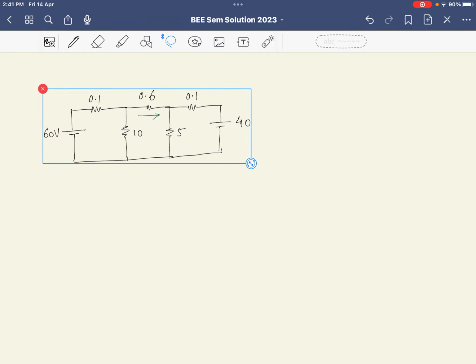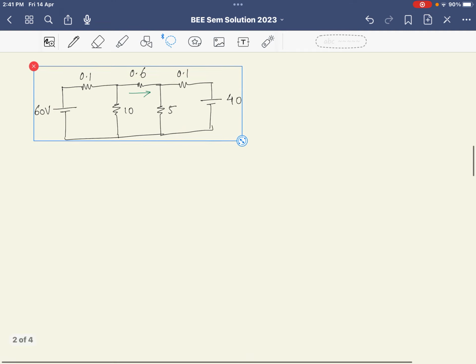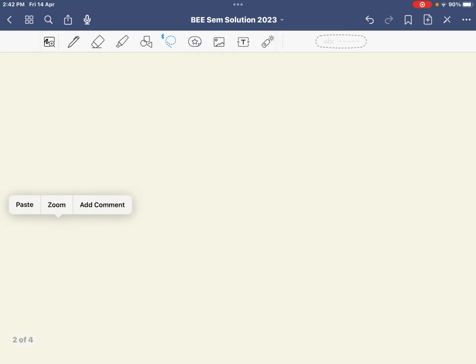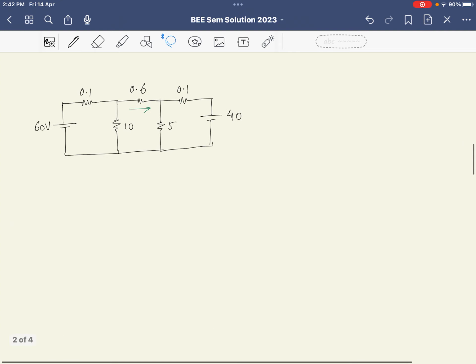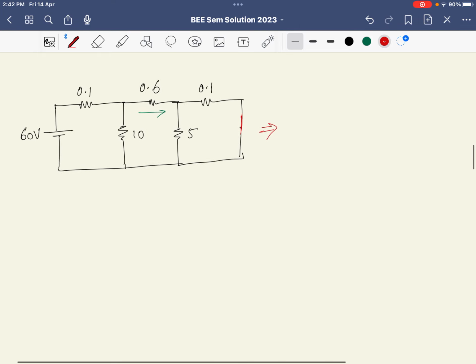Because superposition theorem says that at any time you will have one source that is there and the rest of the sources will be replaced by their internal impedances. Correct. So now we have got these two networks. What we will do, we will remove this voltage source from here and I will replace it by a short circuit like this.